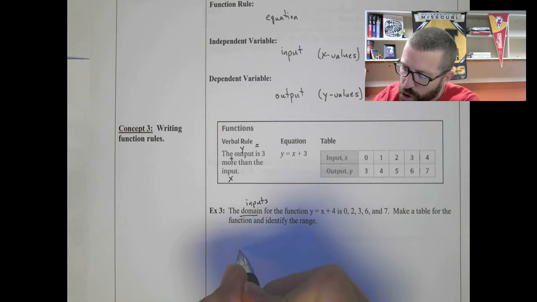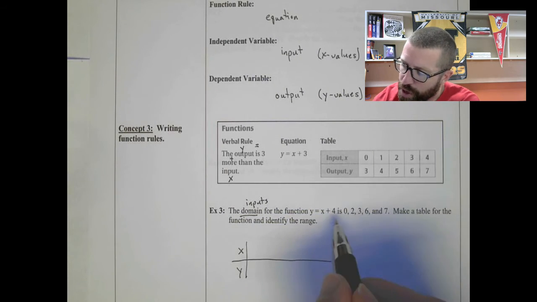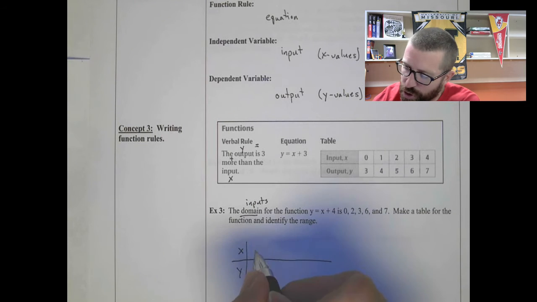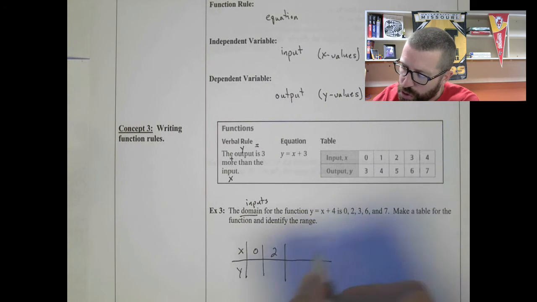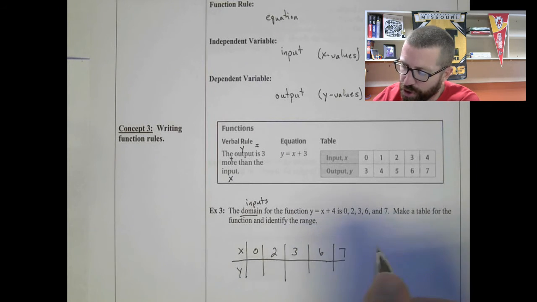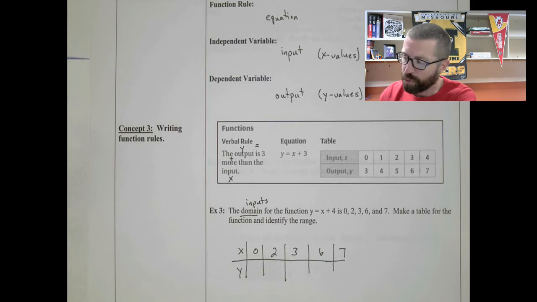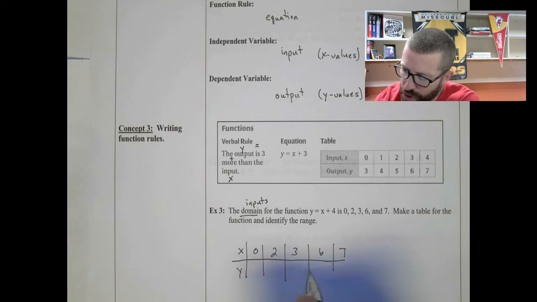So the table, we're just going to label our table x and y, and we'll keep them horizontal here. And then my inputs are 0, 2, 3, 6, and 7. And I encourage you to pause the video and see if you can find the range. So the range is just the y values.